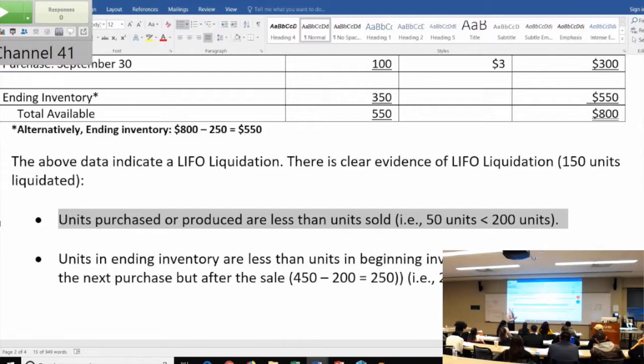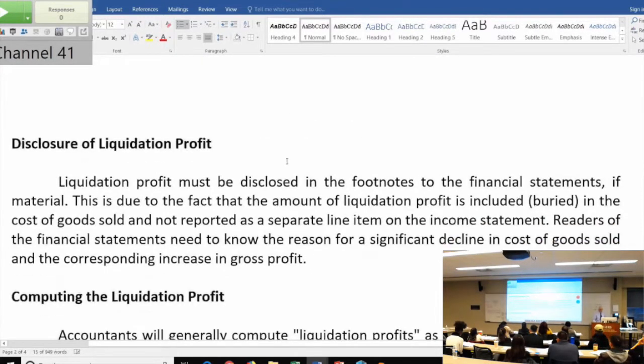The problem is it could be due to liquidation. So we have to disclose liquidation profit. For that reason, if it's material, we have to disclose the liquidation profit. By answering that question, we'll make sure everyone heard the response. If you look at a set of financial statements and you see gross profit going up, cost of goods sold dropping, you may assume the company's buying or producing more efficiently. But what if management purposely held back on purchases, liquidated layers purposely, and raised their profit? So we've got to disclose the liquidation profit, especially if there's a significant decline.